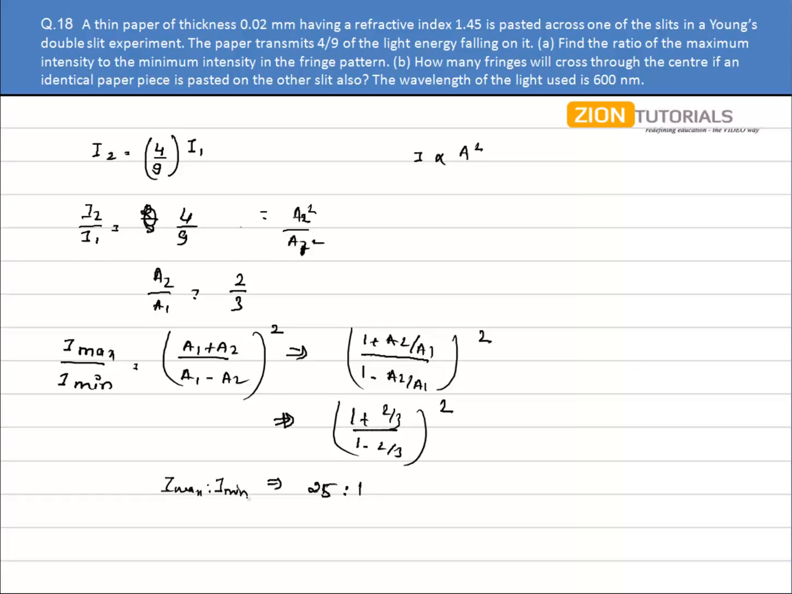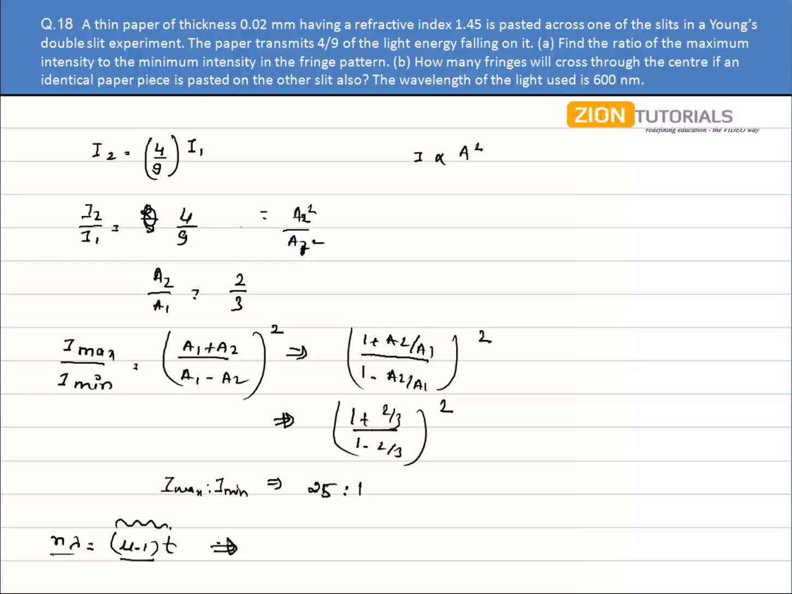In the second part, I have to calculate how many fringes will cross through the center if an identical paper piece is pasted on the other slit too. Now again, what is happening is that if I paste a similar strip on the other side, then the path difference at the center will become 0. So I can write n lambda will be equal to (mu minus 1) into t, because this is the path difference that was created earlier and that is reduced. So the change in path difference will be this one, and that will be equal to n lambda, so as to calculate how many bright fringes will cross the center.